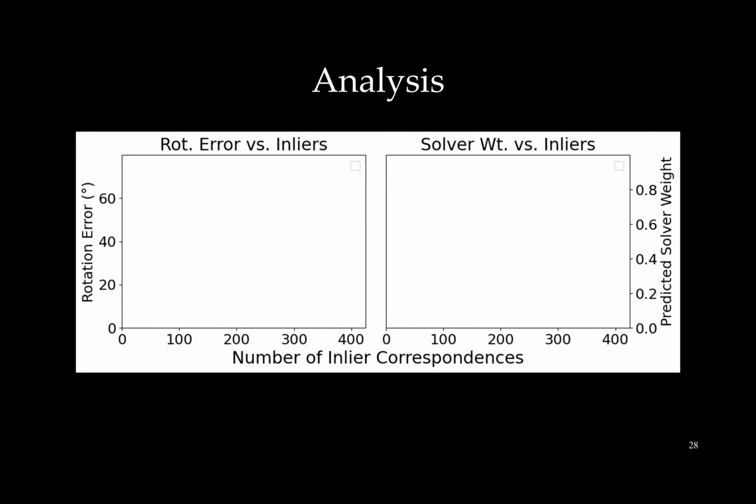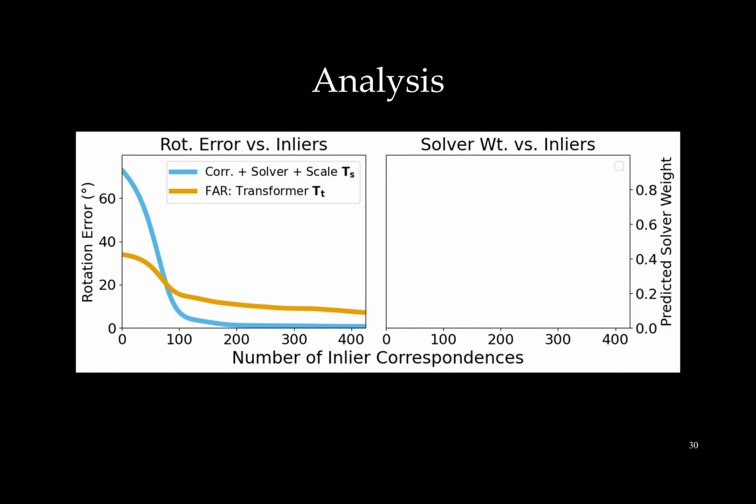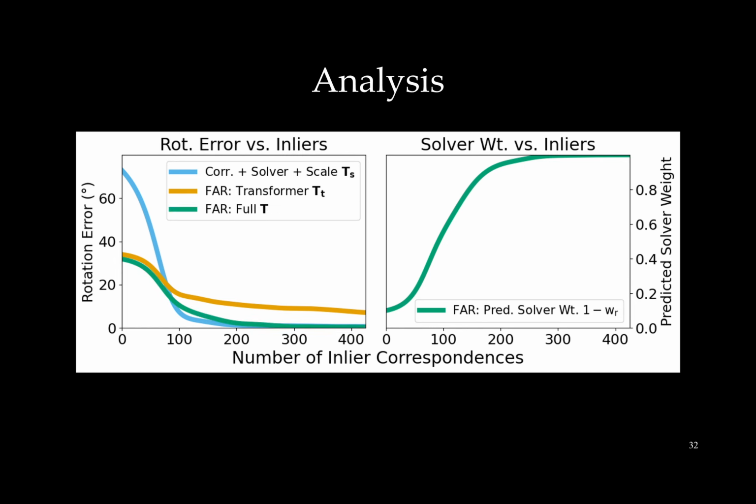In addition, FAR is interpretable and behaves as expected. Number of inlier correspondences is a good proxy for difficulty, and here we report error versus number of inliers. As the number of inliers decreases, the learned network is robust. While given many correspondences, the solver is precise. Correspondingly, we see little weight is given to the solver in difficult cases, while in easier cases the network almost solely relies on the solver. The result is FAR performs well in both easy and challenging cases.